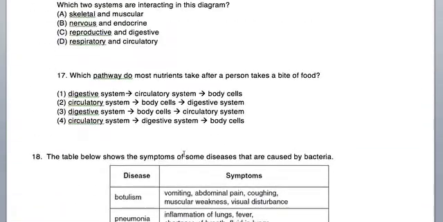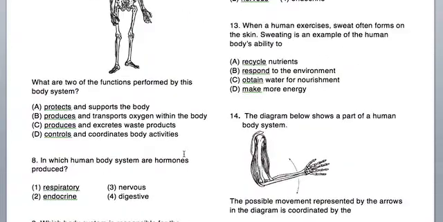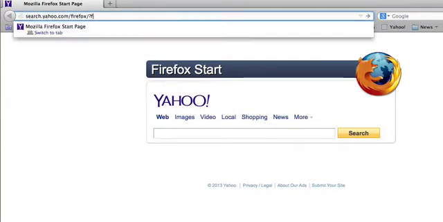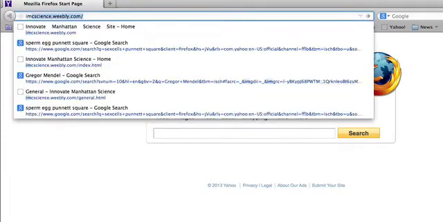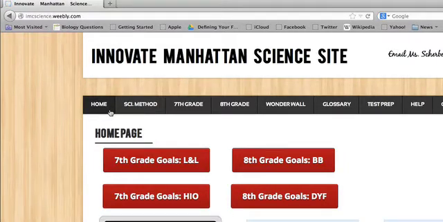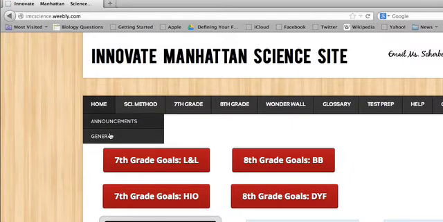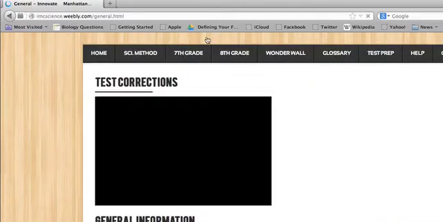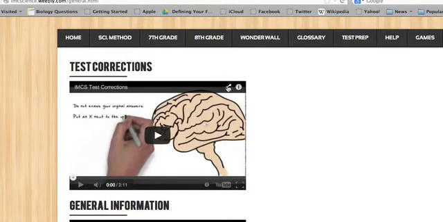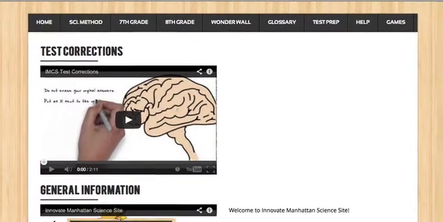So I do expect test corrections. You can find test corrections on the website. It's a very easy way to do it. You must, however, go to the home page. Why is this taking forever? You must go under General, and you must do the test corrections in the correct format for how I want them done. If you don't do it this way, there's no guarantee that you won't make the mistake again. If you do it this way, you will not.